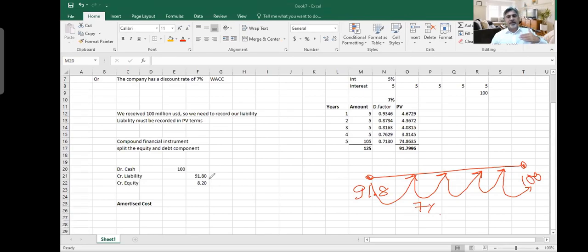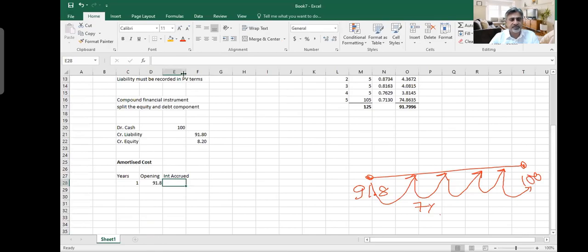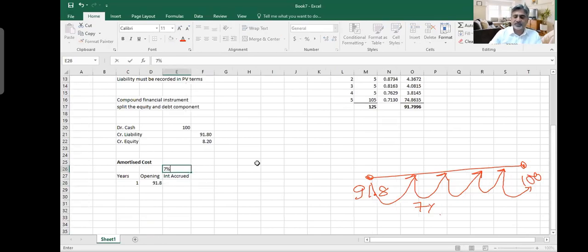So this 91.8 will increase by 7%. So let's see like this, in year 1. In year 1, you have an opening liability of 91.8. And then you have interest accrued. You will accrue the interest. How much interest are you accruing? 7%, because compounding will be done at 7%. So you would say 91.8 into 7%. So your interest is 6.426.